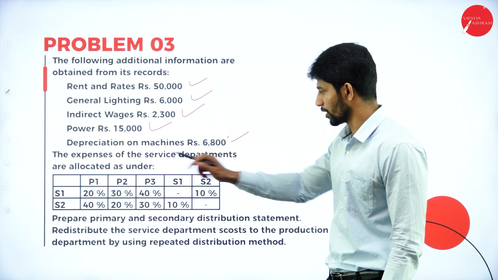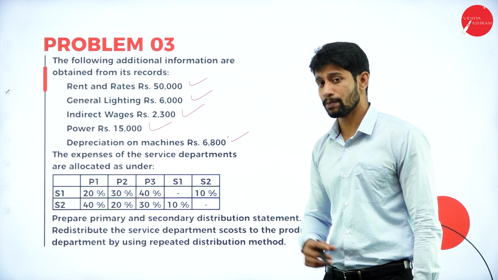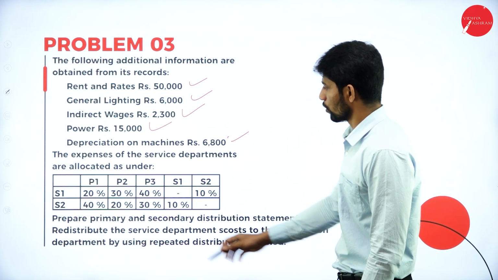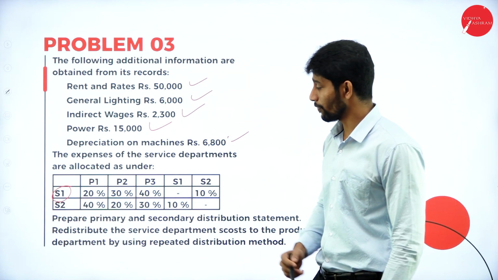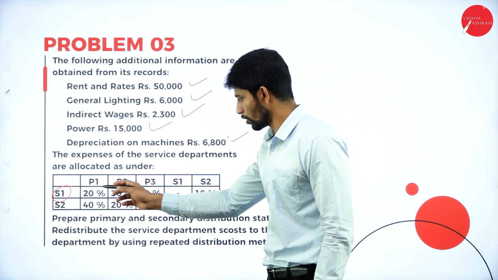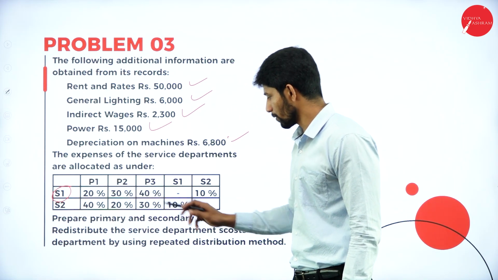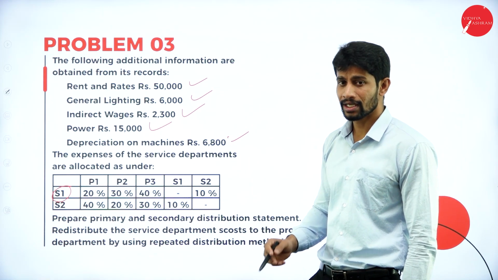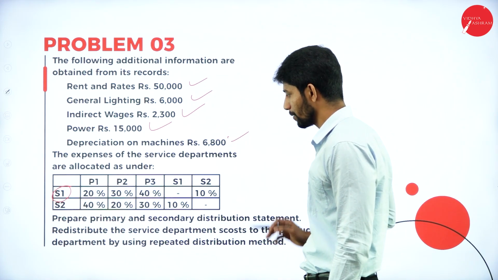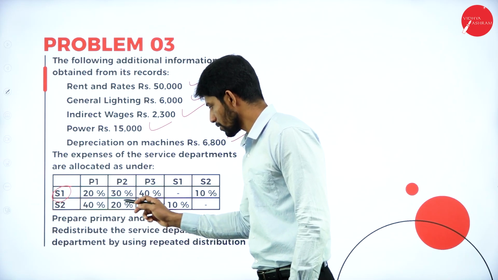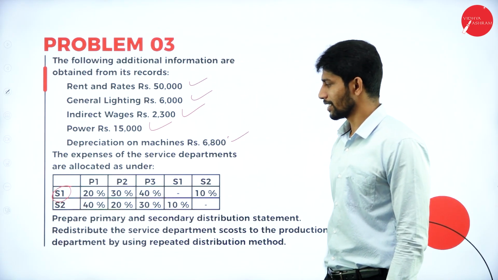So how are they distributing the expenses of service department? Service department 1 expenditure is divided into different departments based on 20%, 30%, 40% and 10%. And service department 2 expenses will be distributed among other departments in the ratio of 40%, 20%, 30%, 10%.